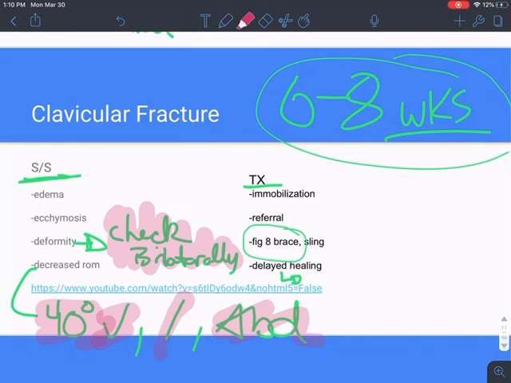So for treatment, you want to immobilize, you want to get them to the ER, and then something that they'll probably do is get them in a figure 8 brace, which tries to help immobilize the clavicle, because a lot of times there's delayed healing with the clavicle because you move it so much, right? Everything you do to put your shirt on, to brush your teeth, to eat food, right? You move your arm, and that could disrupt the healing process.